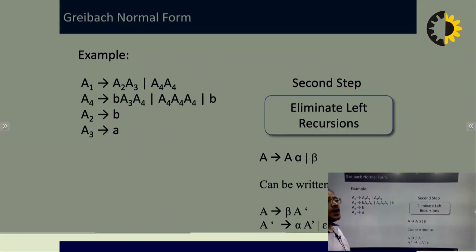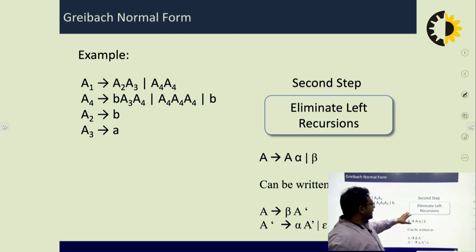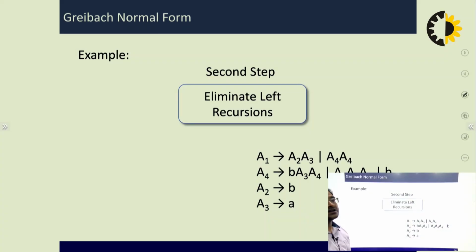Now, how can we solve this? This is the example given here. What you have to do is eliminate the left recursion. First of all, we have to check that there is no useless symbol, no null production, and no unit production. Then you can solve by left recursion only. What is left recursion?